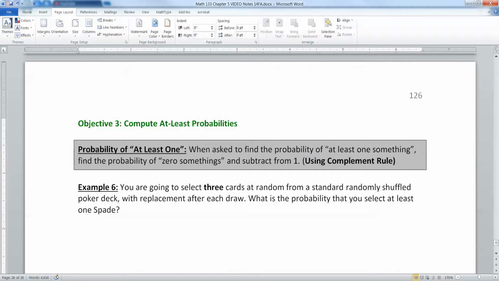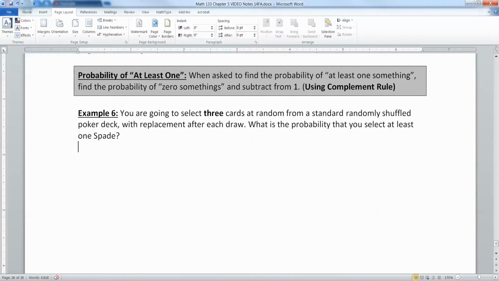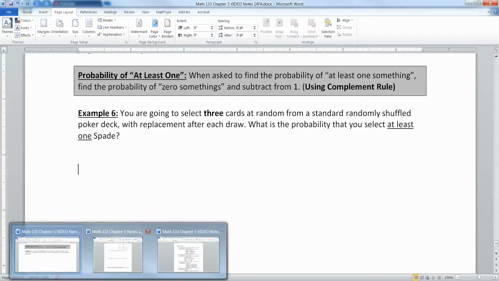Okay, so suppose you are asked to select 3 cards at random from a standard randomly shuffled poker deck, just a normal regular poker deck. You want to know the probability that you select at least one spade. See those words? At least one. That is like a red flag. You should see, oh, at least one. I want to find the probability of none and take it away from 1.